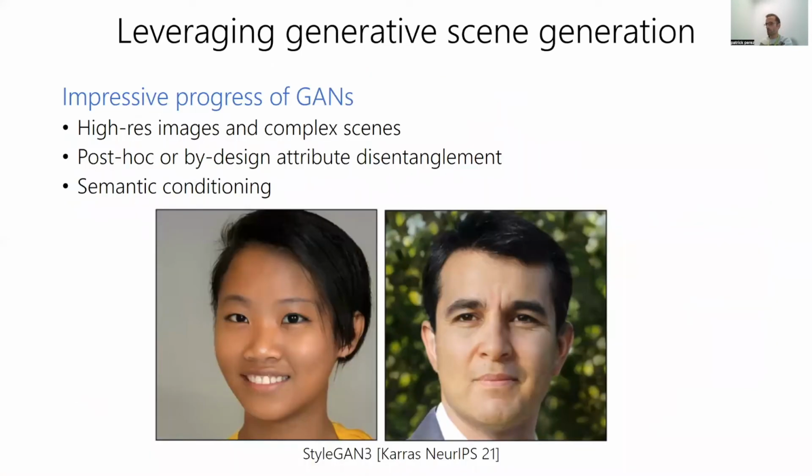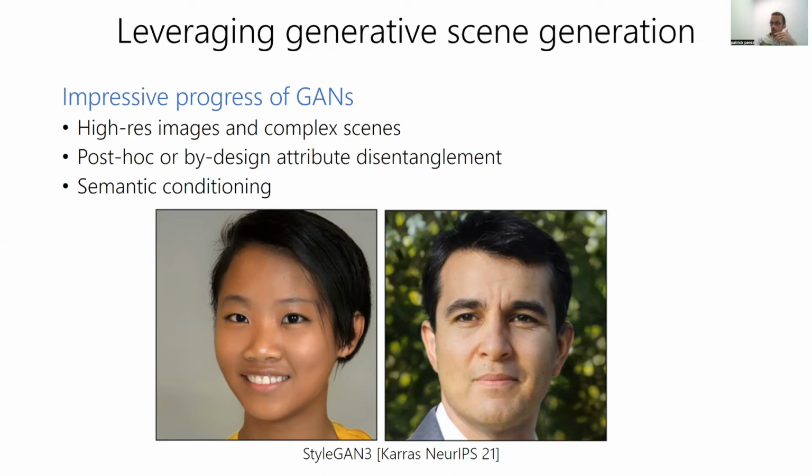I just want to briefly mention a last thing, which is creating or controlling new scenes, where you can then have sort of automatic annotation again. In particular, using the progress of generative adversarial networks, which are getting every year more and more impressive. So these are examples from the third version of StyleGAN from NVIDIA. These high-res, super photorealistic images of people or portraits are completely fake, and they're just generated at random using random input.